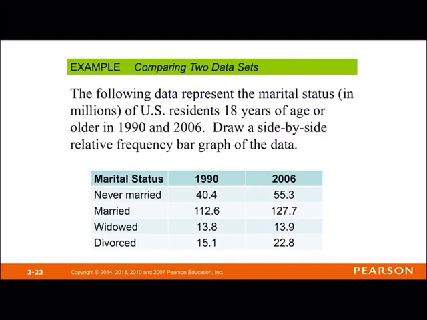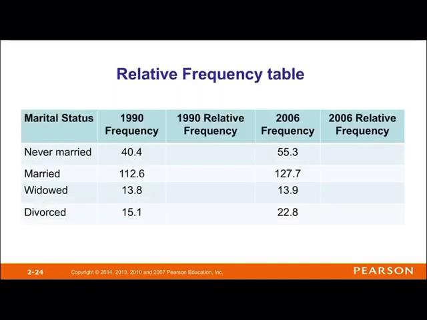Okay, so if you're going to compare two data sets, the following data represents the marital status in millions of U.S. residents 18 years of age or older in 1990 and 2006. Draw a side-by-side relative frequency bar graph of the data. So we want a relative frequency bar graph here, not just a frequency. The first thing that we're going to have to do before we can draw the relative frequency bar graph is find out what our relative frequencies are.